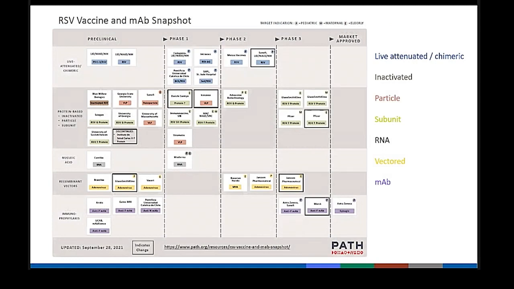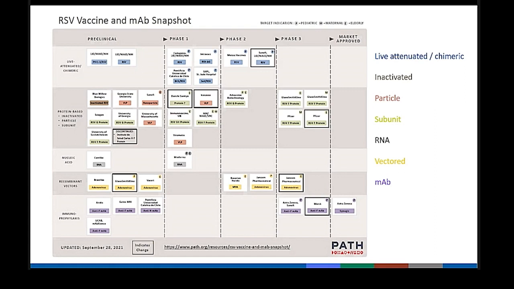This is a figure that's maintained by PATH. This is an RSV vaccine and monoclonal antibody snapshot where you can track all the different products that are in preclinical and clinical trials. They update this frequently, and you can see on the bottom left when this was most recently updated, and you can see the link on the very bottom of the figure where you can find this.